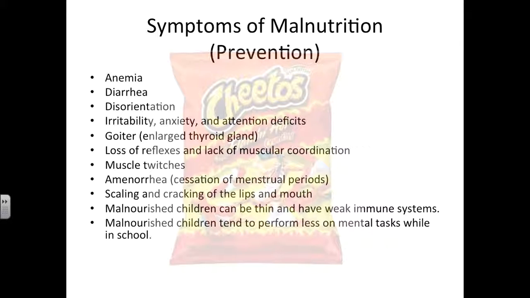All right, so symptoms of malnutrition: anemia, diarrhea, disorientation, irritability, anxiety, and attention deficits, goiter, loss of reflexes and lack of muscular coordination, muscle twitches, amenorrhea, scaling and cracking of the lips and mouth. Malnourished children can be thin and have weak immune systems.